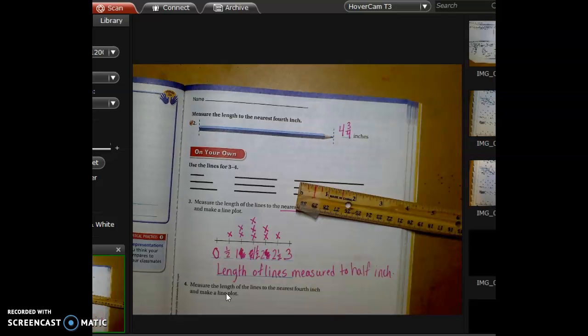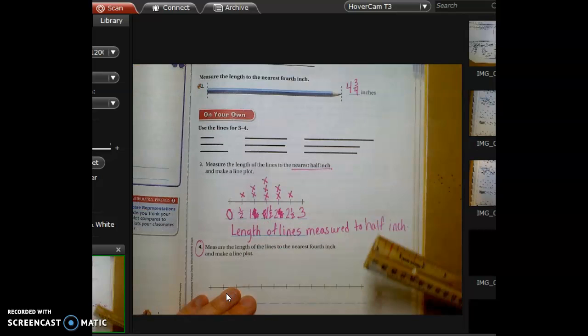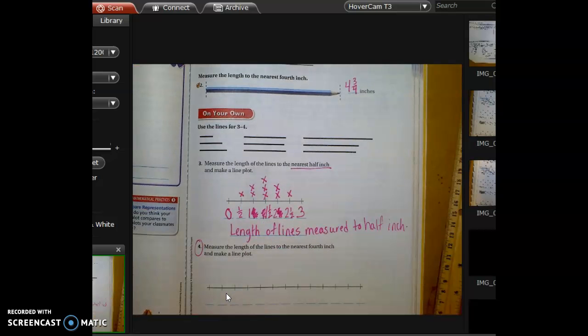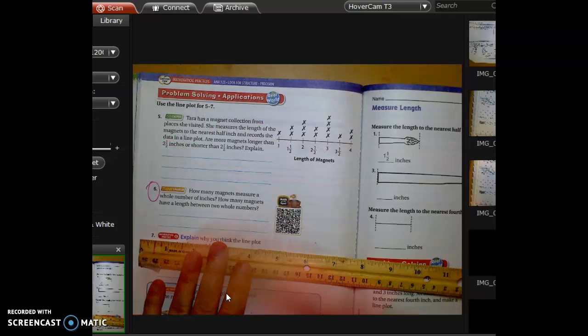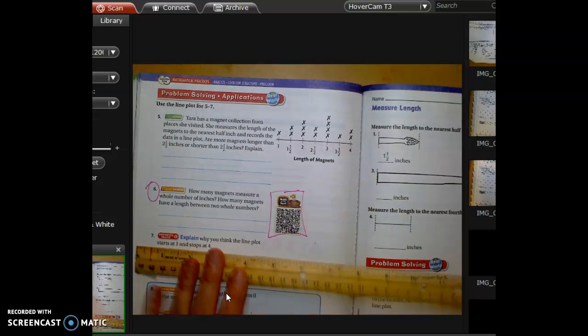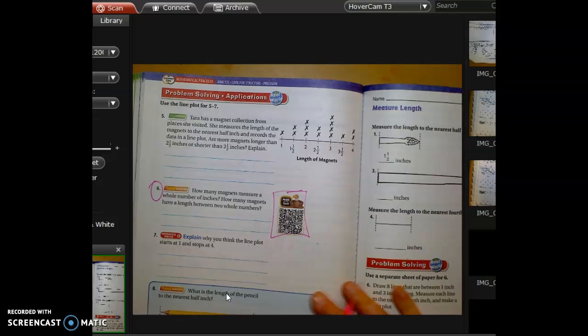Okay? We are going to skip over number 4 for now. Turn the page. And you are going to look at number 6. You are going to go on to your Math on the Spot video for lesson 10.5. And you are going to do your Math on the Spot video.